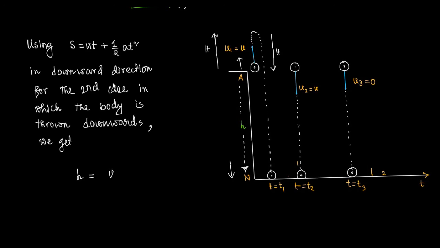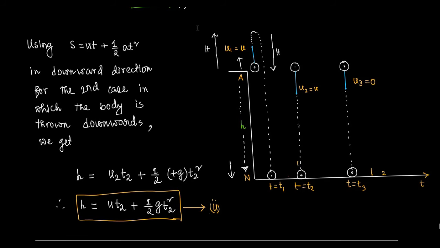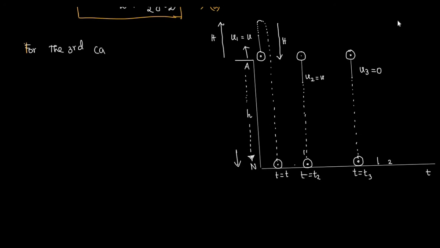thrown downwards, we get h is equal u2 t2 plus half g t2 square. Therefore h is equal u t2 plus half g t2 square. That is equation 2.